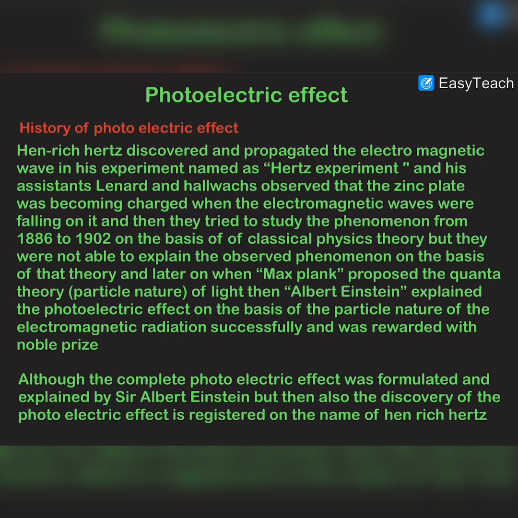And his assistants Lenard and Helmholtz observed that there was a zinc plate kept connected to an electrometer nearby, and that was becoming charged when electromagnetic waves were falling on that zinc plate, and they quietly observed this phenomenon from 1886 to 1902. They used the principles of classical physics, but obviously they were not able to explain this phenomenon on the basis of the theory of classical physics, because this phenomenon is explained by the particle nature of light.